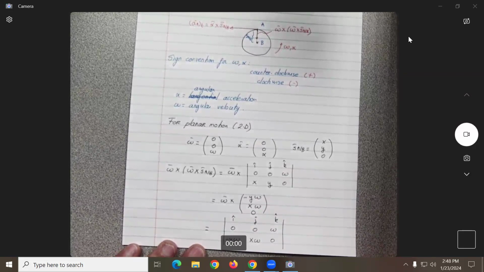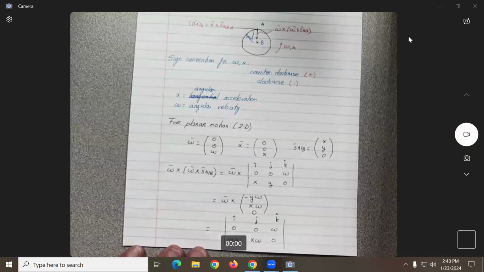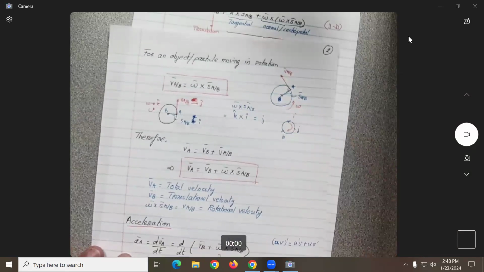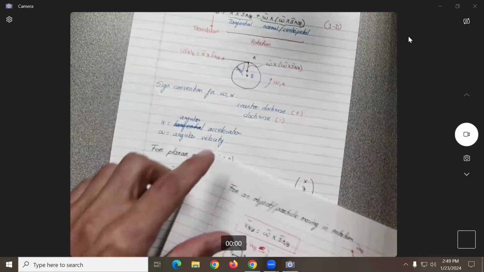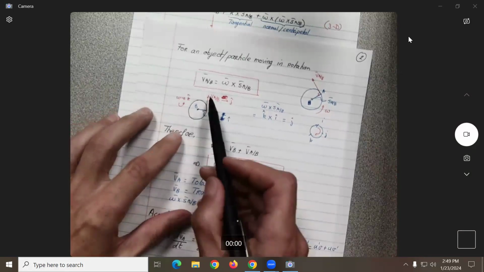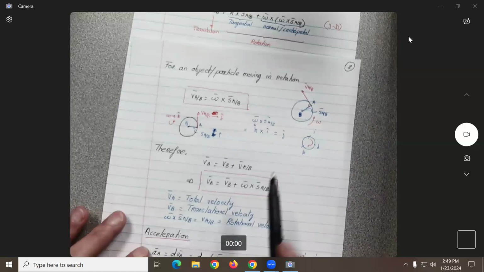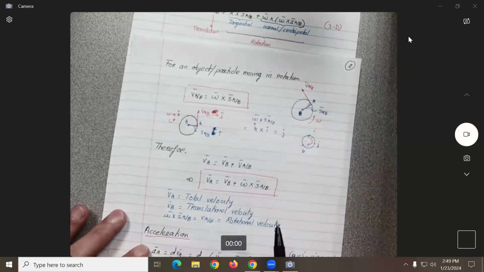Yep. For S of A relative to B, or S of A with respect to B, in the example shown, it's only going in the vertical direction. Look at this figure. The reason I did it only in this direction is because we could do the omega cross S. But this is the general case, okay? You have x and y components.